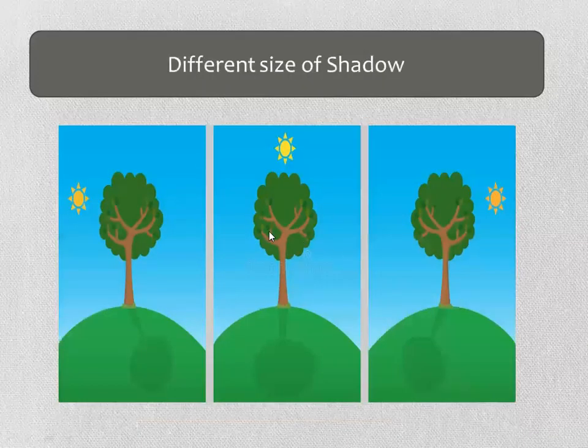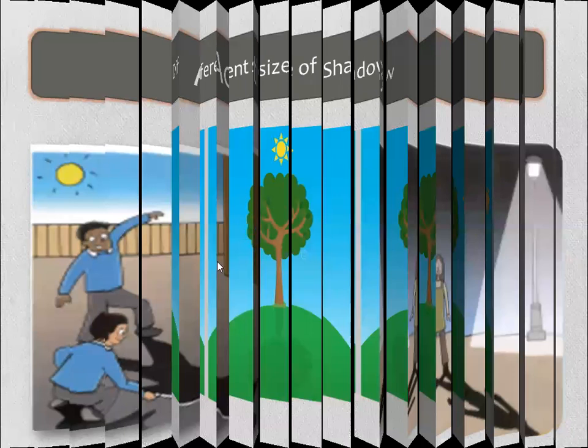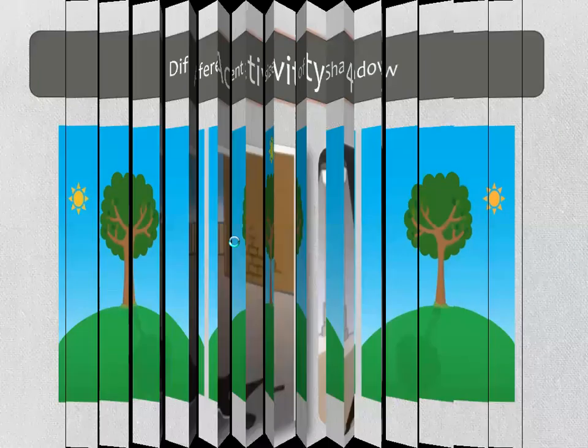You can see here the shadow of a tree, in different sizes. In the morning, the shadow is long. At midday, the shadow is short. And in the afternoon, the shadow is long again. So you can see here what the shadows are like in the morning and in the evening.